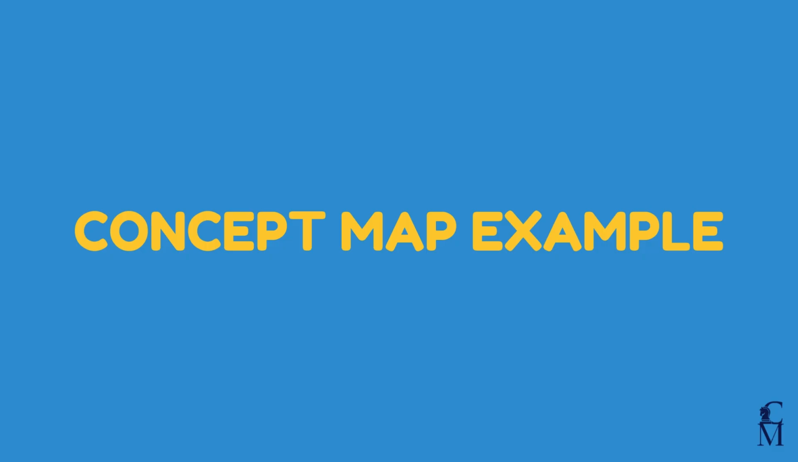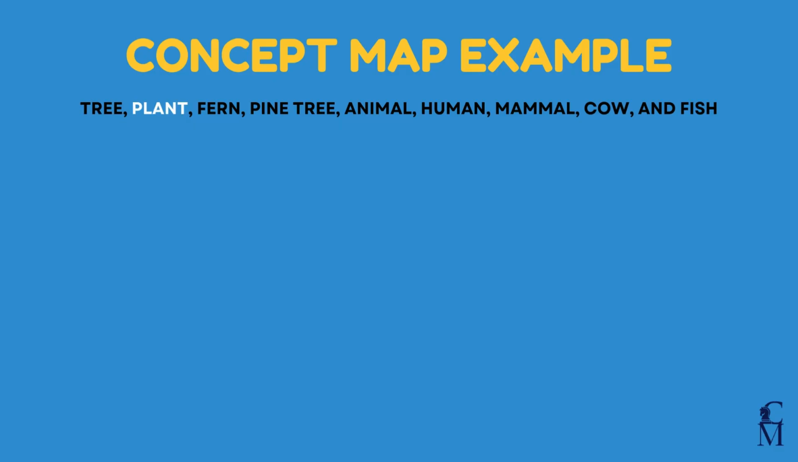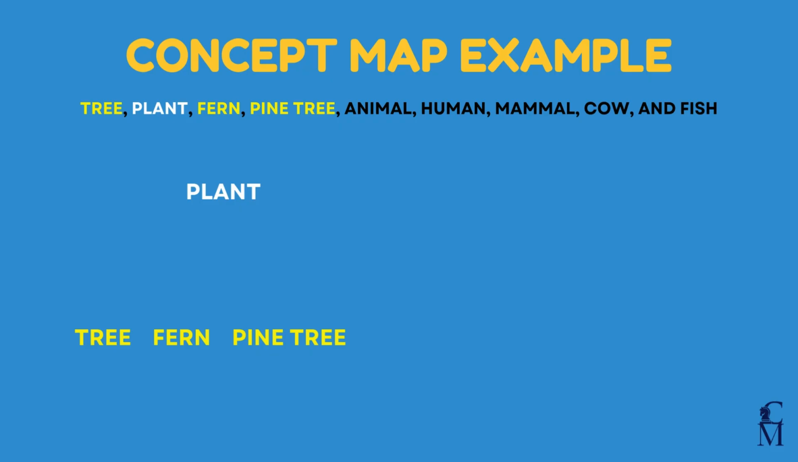For example, let's say I gave you the following list of words: tree, plant, fern, pine tree, animal, human, mammal, cow, and fish. A word that represents a higher order category is plant. This is because other categories on this list, such as tree, fern, and pine tree, are categories that belong to the plant category. So, we would place the word plant at the top, and the words tree, fern, and pine tree would be placed below the word plant.